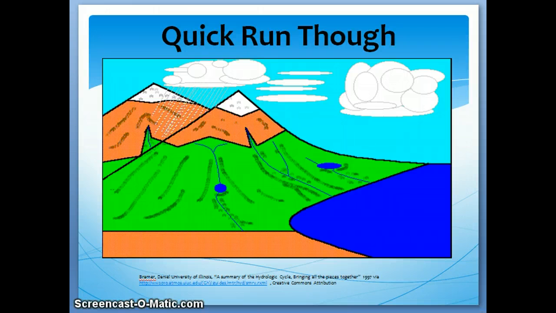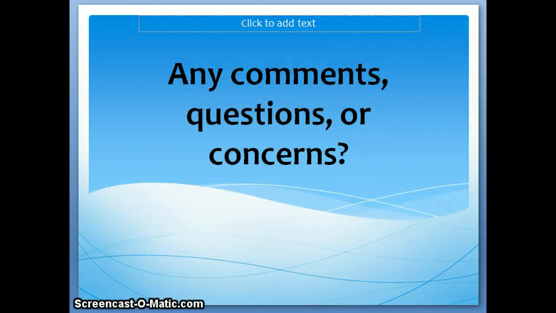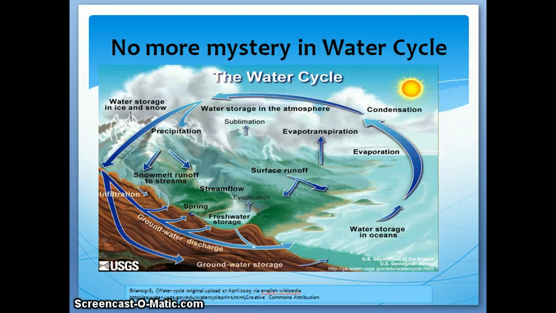I know after all this information, we might have questions, comments, or concerns. Please don't be afraid to ask. If not, there should be no more mystery in a picture like this.